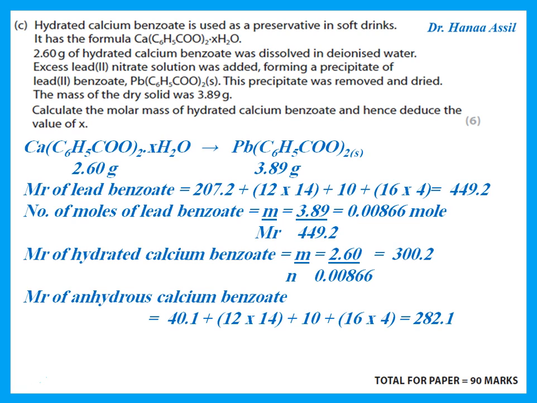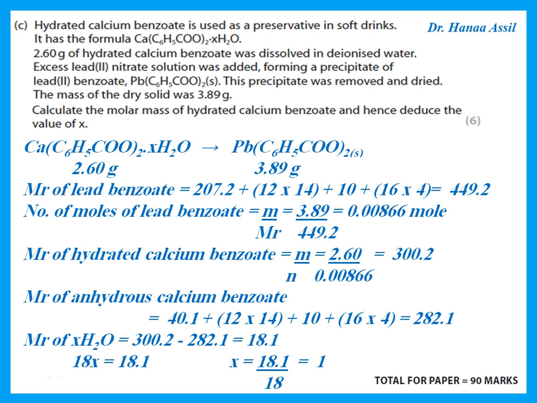And I should be able to calculate the Mr of the anhydrous. So the Mr of the anhydrous is the calcium plus the C6H5COO twice. This comes out to be 282.1. And that means the difference between them is the Mr of the water part of the XH2O. The H2O alone is 18. So if the XH2O is 18.1, that means X is 1. So we got the value for X.